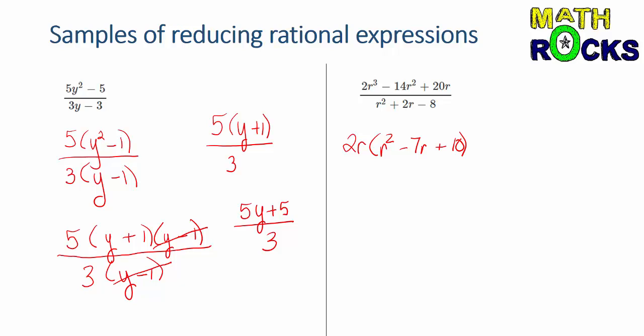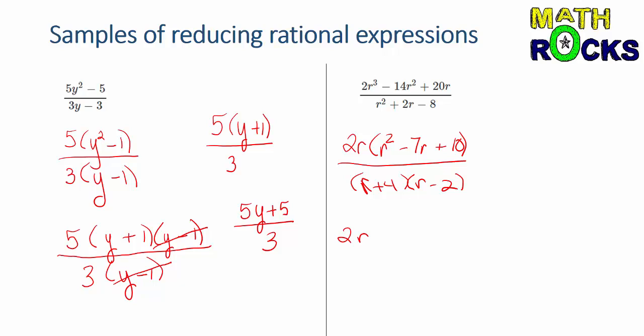Now I'm going to be able to refactor that top. Let's go ahead and factor the bottom. r squared plus 2r minus 8. So two numbers who multiply to be 8, whose difference is 2. So we're going to have here r plus 4 and r minus 2. Again, I can check that by multiplying out my binomials. I will see that positive 4r and negative 2r is a positive 2r.